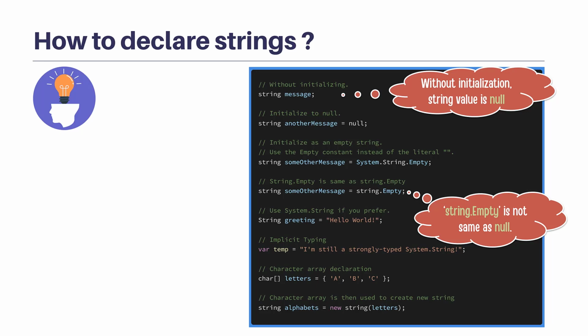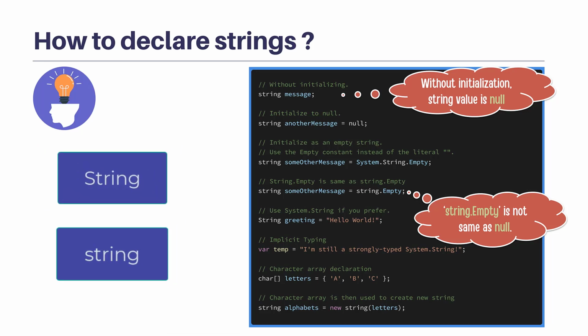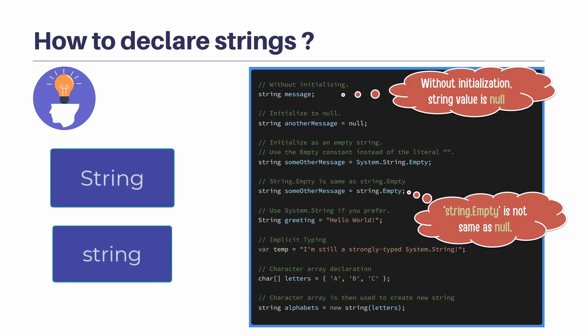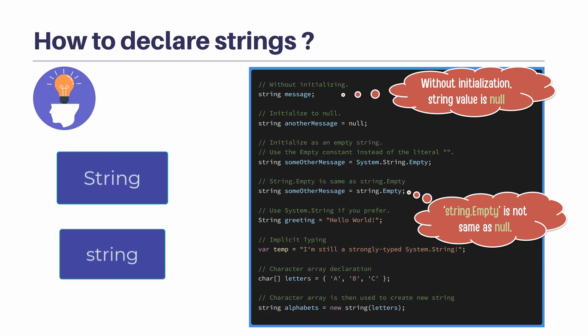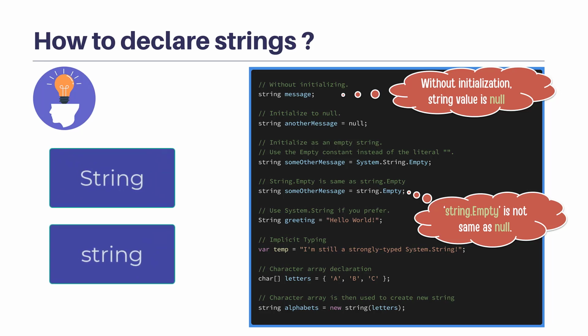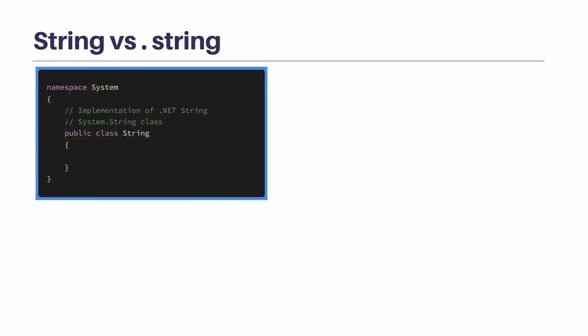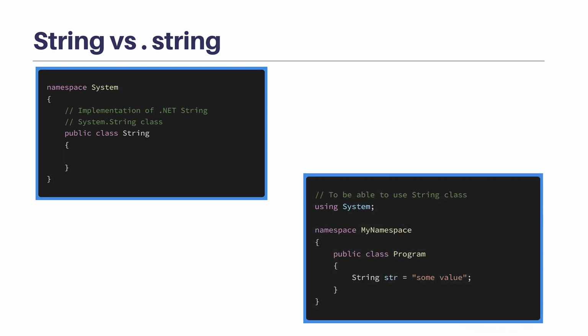You also might have noticed one other important thing. Sometimes the data type name begins with an uppercase S, while in some other cases, the type name begins with a lowercase s. An obvious question here is, what is the difference between these two types? Internally, both of these types are pointing to the same implementation. In .NET, the string type is implemented using the String class. The class name is String with an uppercase S. This class is defined inside the System namespace. So when we use the data type name with an uppercase S, we actually mean to use that particular class.